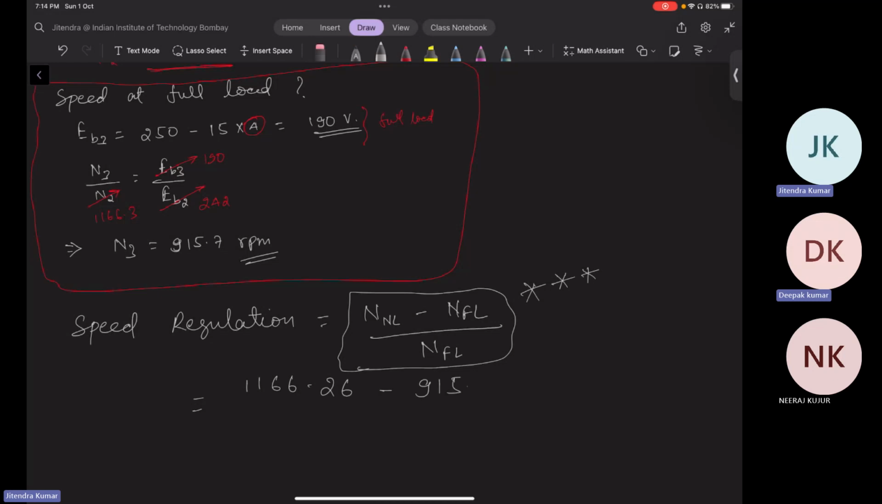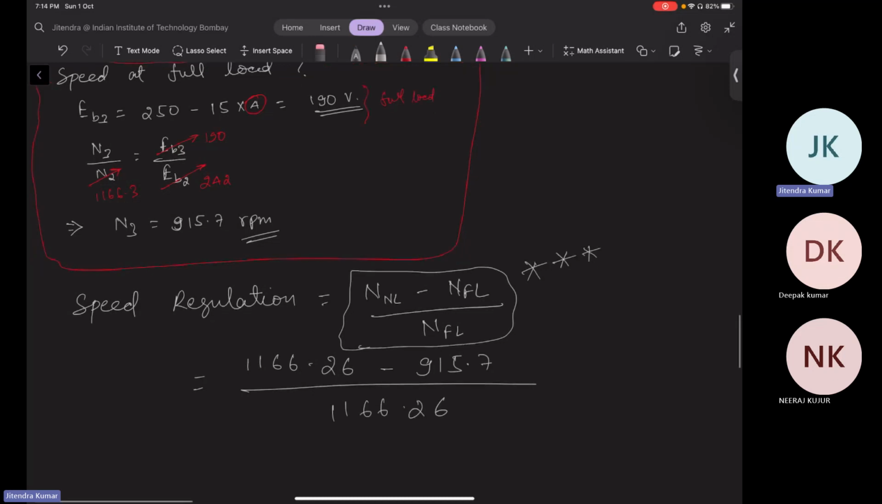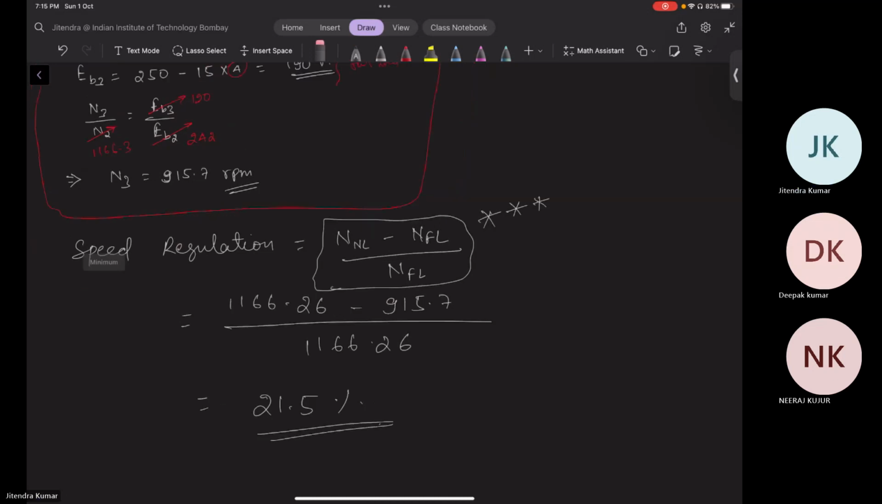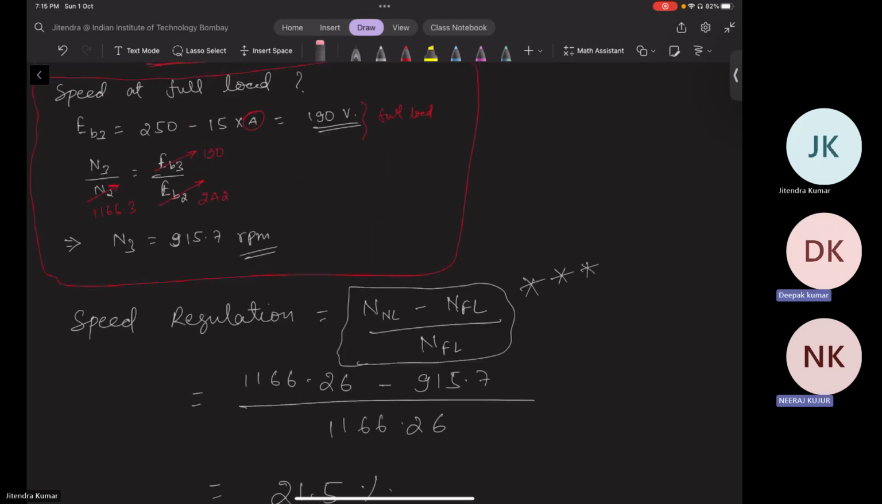So 915.7 divided by 1166.26. It will come out to be 21.5%. So this is your speed regulation. Okay, any doubt in this part? No, sir. Okay, great. So now coming back to his question, which he posed in the starting.